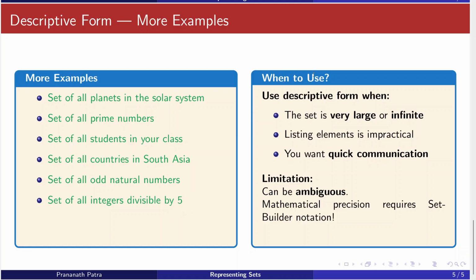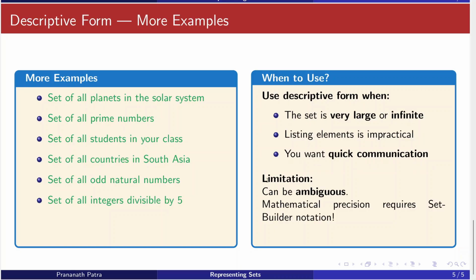So when should we use this descriptive form instead of making a list? The descriptive form is wonderful to use when a set is very large or infinite. It is also the best choice when listing every single element is just too impractical or would take up too much space. Furthermore, it is excellent when you just want quick, easy communication with someone.